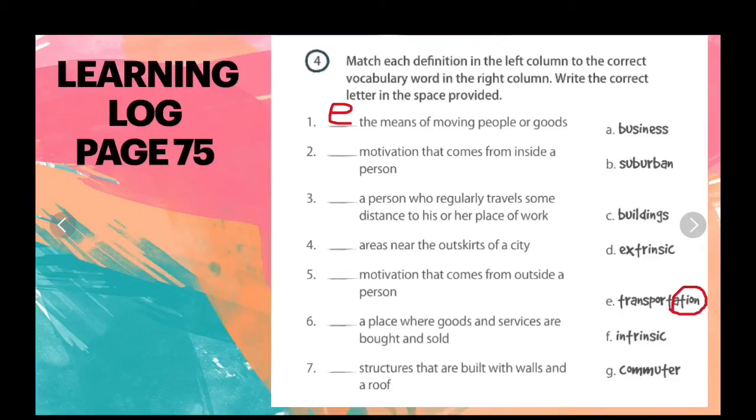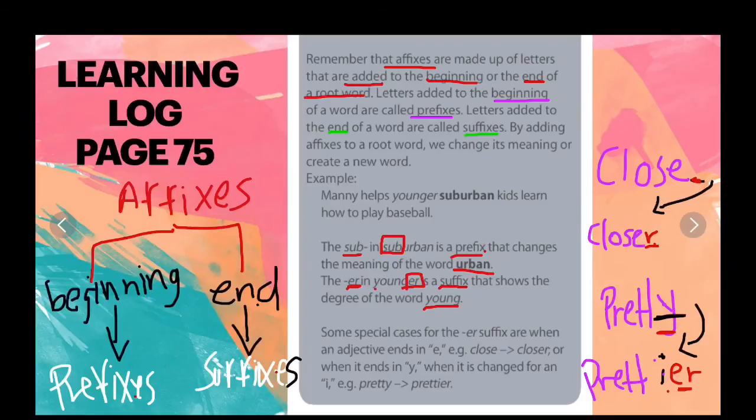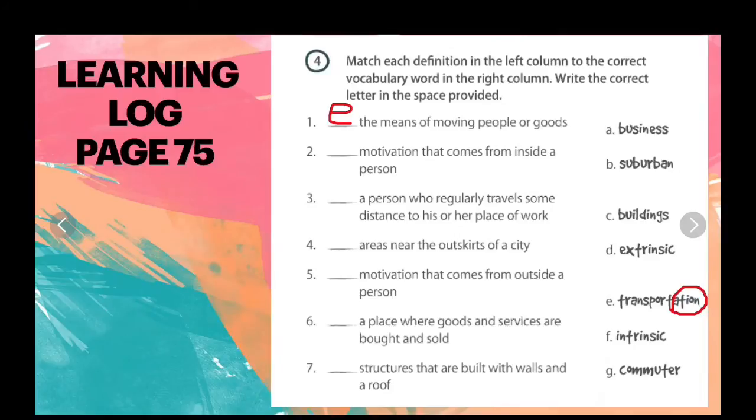Transport means moving people or goods. Transportation changes the definition because you've added a what? Are you adding a prefix or a suffix? Yes, you're adding a suffix. So over here, in this case, it will be suffix. Now the same thing you're going to continue with the other ones. Read the definition and match it with the column that's on your right, okay?